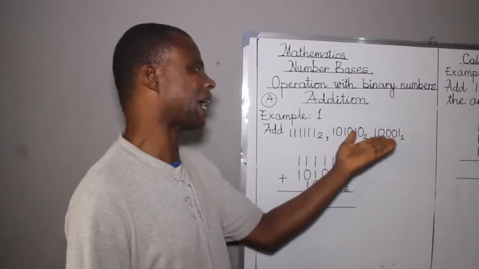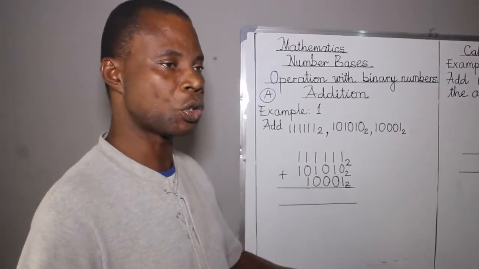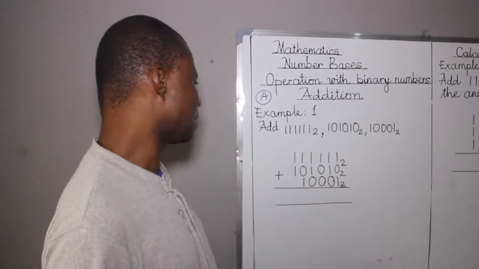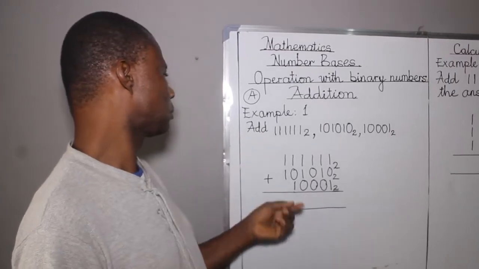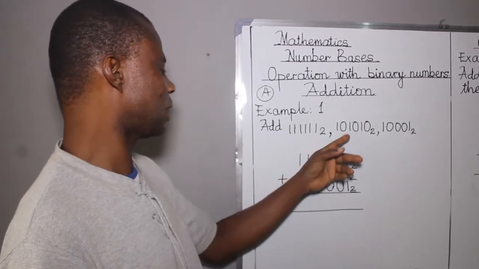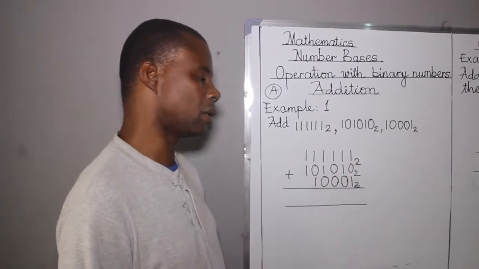So here is binary, and binary is all in base 2. So you can go ahead and just add the figures given. So add, we have this here, we have this here, and we have this one here.